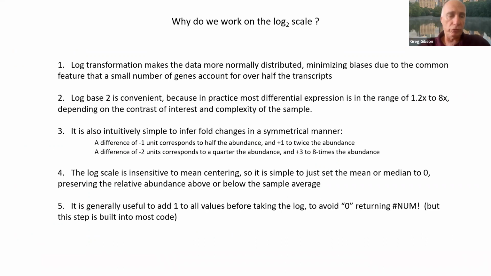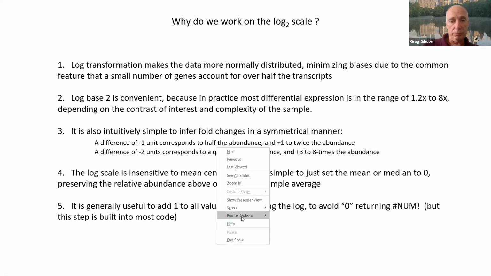So the first thing you may have noticed or asked yourself is, why do we work on the log base 2 scale? Whether it's microarray data, bulk RNA-seq data, or even single-cell RNA-seq data, what we're usually doing is taking our counts, usually normalized to counts per million, and then we log transform them. What a log transformation does on any scale is make the data more normally distributed. And that minimizes biases due to the common feature that a small number of genes account for over half of the transcripts in a study.